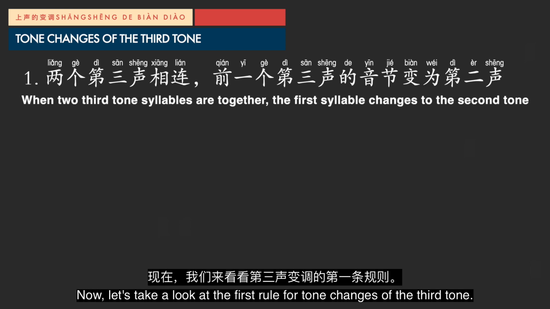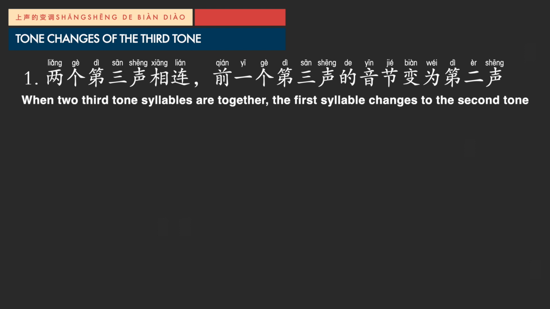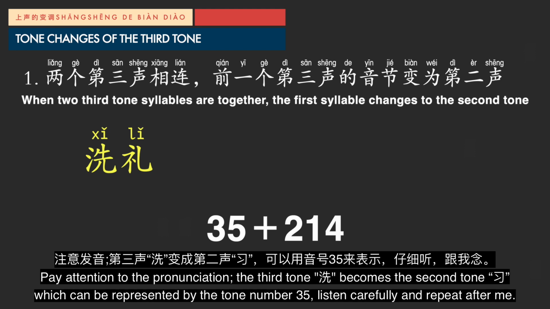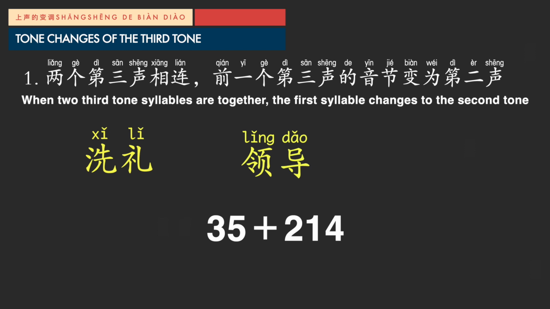Now let's take a look at the first rule for tone change of the third tone. When two third tone syllables are together, the first syllable changes to the second tone. For example, 洗礼. Pay attention to the pronunciation. The third tone 洗 becomes the second tone 习, which can be represented by the tone number 3-5. Listen carefully and repeat after me. 洗礼, 洗礼. 领导, 领导. 你好, 你好.